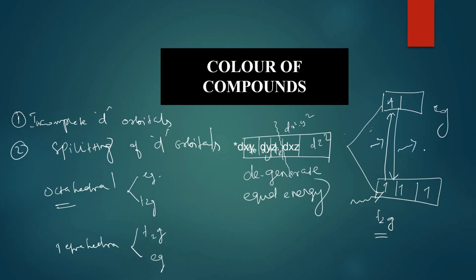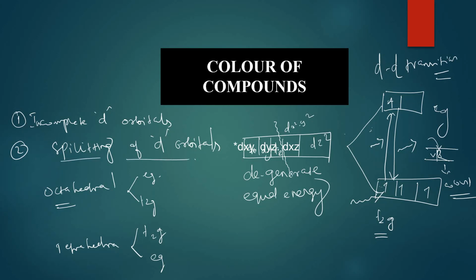When this emitted energy falls in the visible region, colors are produced. This movement of an electron from one part of the d orbital to another part of the d orbital is called d-d transition. So because of this d-d transition, colors are observed.